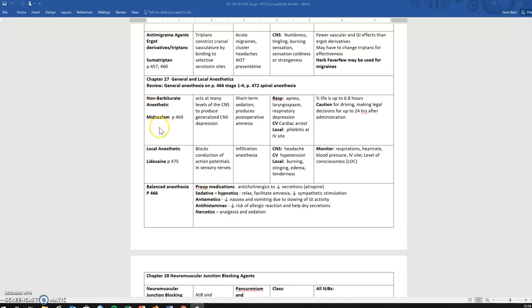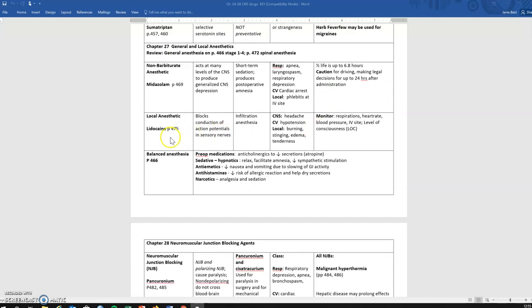The midazolam that we've talked about before is used for short-term sedation in procedures such as colonoscopies, and can cause some post-operative amnesia, so you don't remember what happened when you were in the procedure. Respiratory adverse effects include apnea and laryngospasm, and respiratory depression, cardiac arrest, and phlebitis at the IV site. Because it has a very long half-life, patients are cautioned against driving for 24 hours or making legal decisions for 24 hours after they receive midazolam.